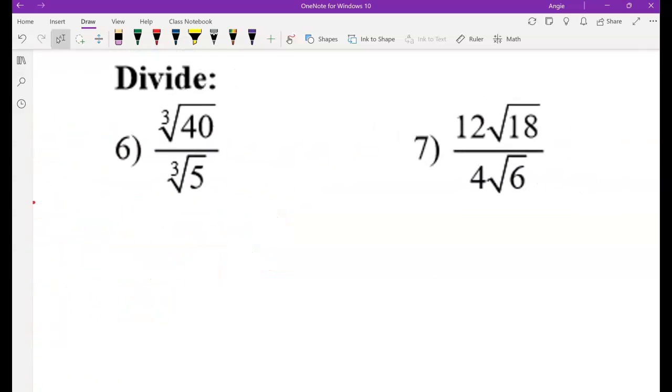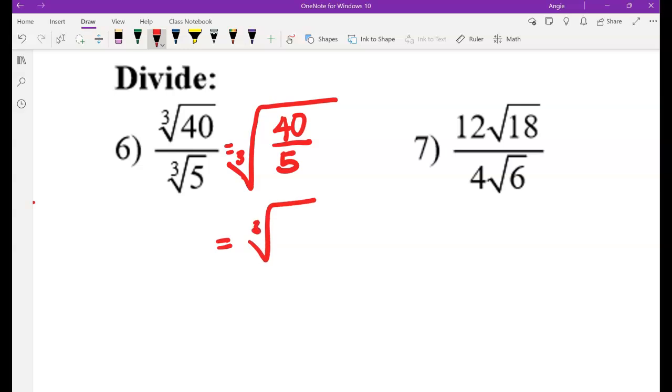Dividing. We have 2 cube roots, okay? When you divide, you can definitely rewrite them under one big radicand. That will allow us to simplify. Cube root of 40 divided by 5, it's 8. Well, cube root of 8 is 2. So that's going to allow us to box that up.